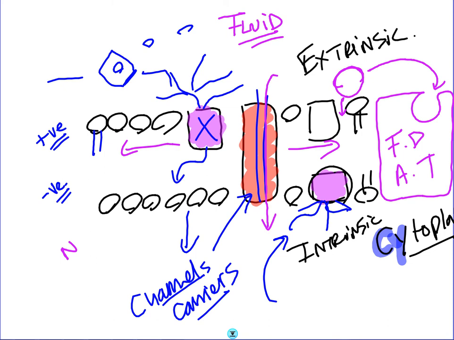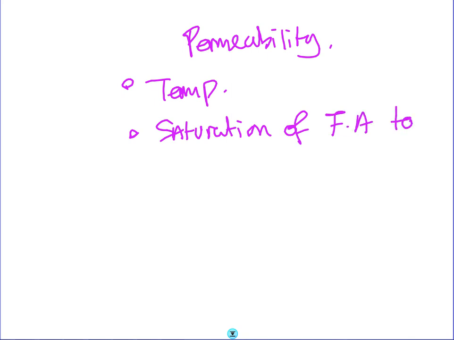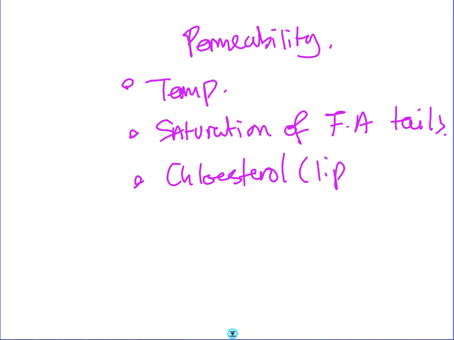So there are three things that can affect the permeability, which just means how easy things get through when we're saying permeability. And three factors are temperature, saturation of the fatty acid tails, and finally, the level of cholesterol, which is, remember, a lipid.